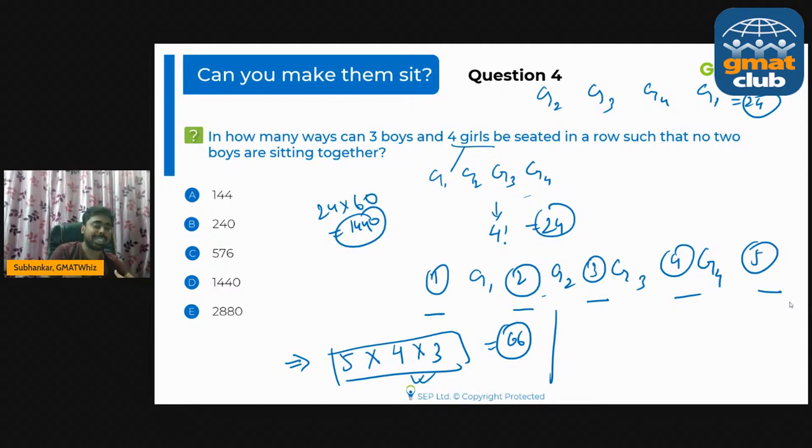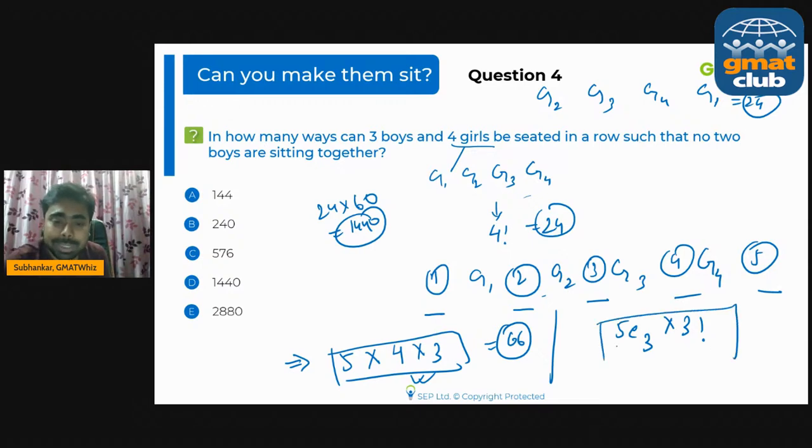So obviously I can now understand that 3 of those spaces will be occupied by the boys. So which 3 places? The number of these 3 places are 5C3. So there are 5C3 places. Now, once I selected those places, I need to arrange the boys as well, right? So that I can do it in this way.